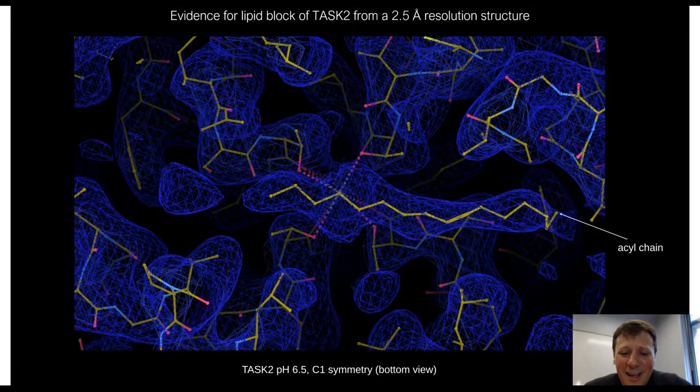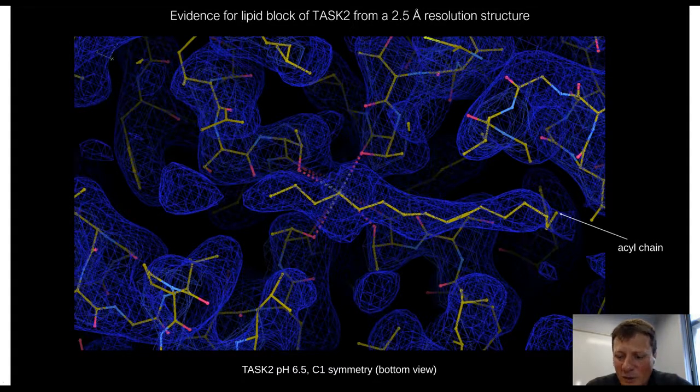And we find this really quite fascinating because there is evidence from our work on related channels that this may be a conserved means of regulating channel activity in this family, by having lipid block of ion conduction in this conformation in which lateral membrane openings are exposed.